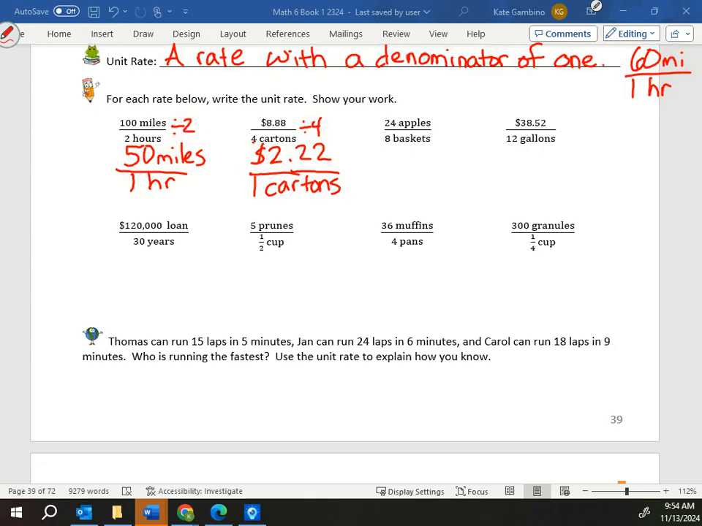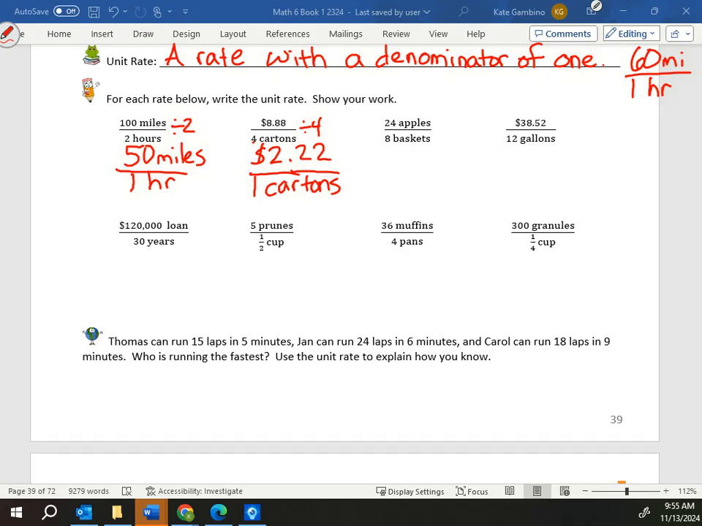On the bottom, there is a word problem. Thomas can run 15 laps in 5 minutes. That's a rate. You're going to want to set it up as a rate. Jan can run 24 laps in 6 minutes. That's another rate. And Carol can run 18 laps in 9 minutes. Who is running the fastest?